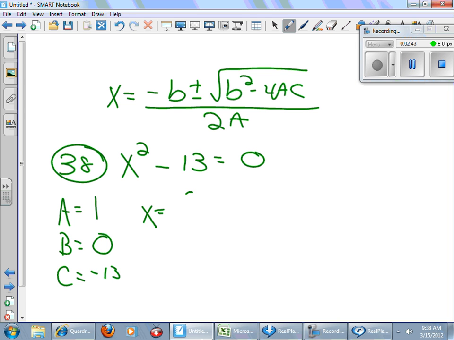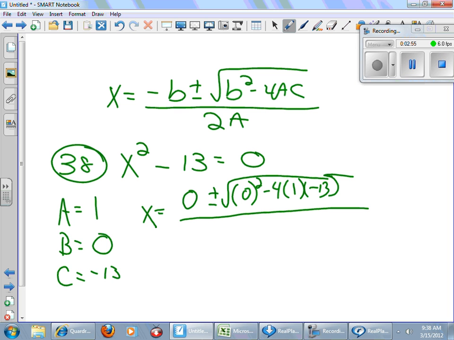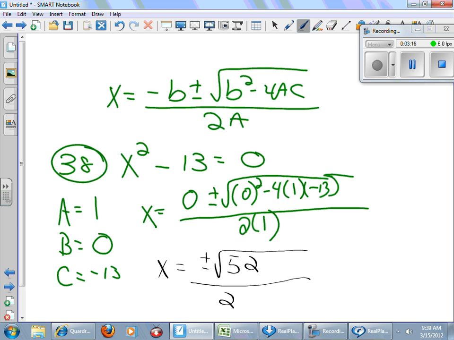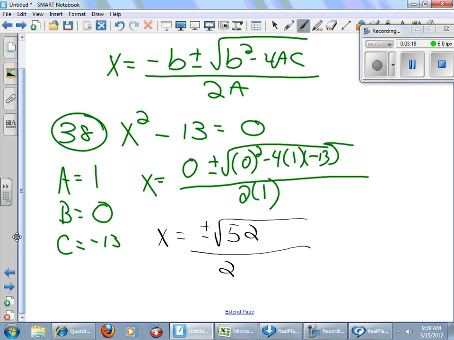All right, so negative of 0 is still 0, plus or minus the square root of 0 squared minus 4 times 1 times negative 13, and that will get me a positive in there. I know I'm going to have two answers, and I'm going to divide by 2a. So x is going to equal, I can drop the 0 off, plus or minus the square root of 52, I believe, divided by 2. So I have two possible answers.